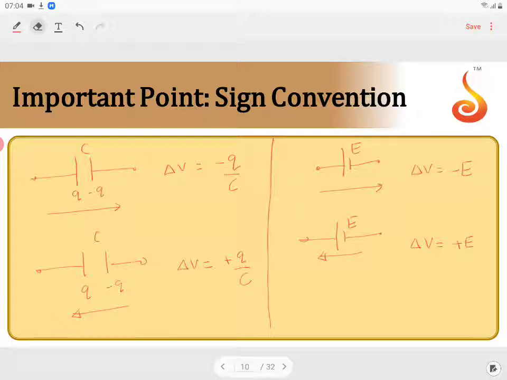The other way also you can take. You can take this as plus Q by C, but then the other becomes minus Q by C. You can take this as plus E, then the other becomes minus E. But whichever sign convention we have taken, the same thing you have to follow throughout the problem.